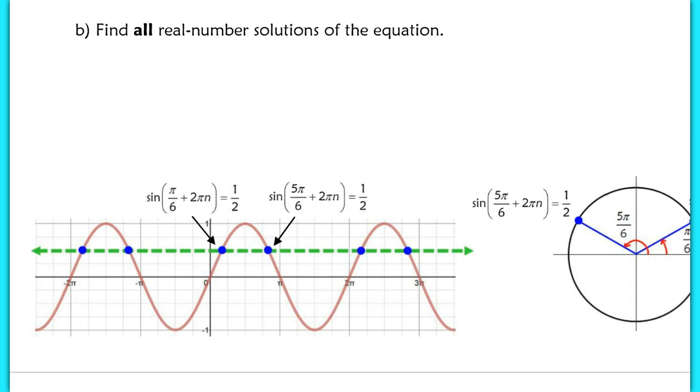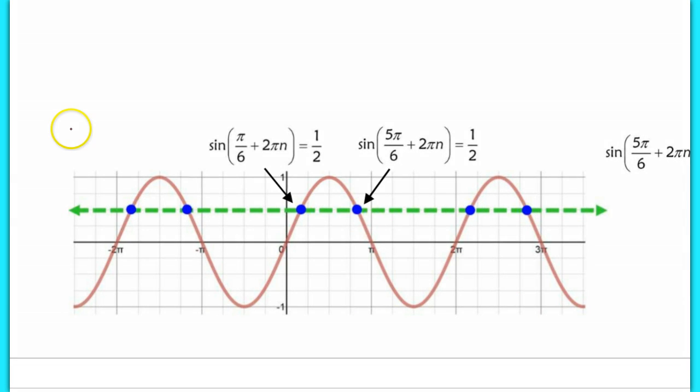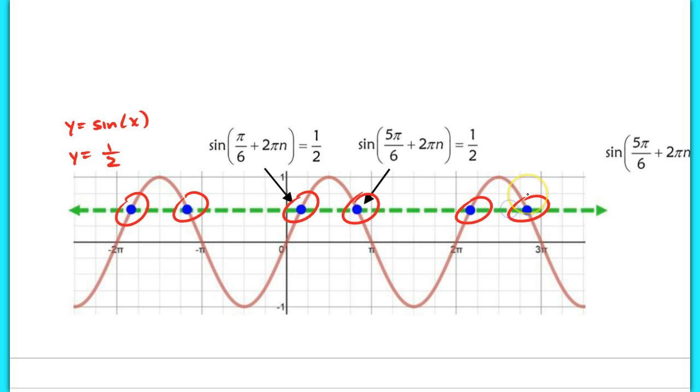In part B it says find all real number solutions of the equation. "All" is bolded because there's actually an infinite number of solutions to this equation once we open up that interval from 0 to 2 pi to all real numbers. If we look at a graphical approach, we have the graph of y equals sine of x, and then in green the line y equals 1/2. Clearly you can see the intersection of these two curves is going to be infinite. It will intersect infinitely many times.